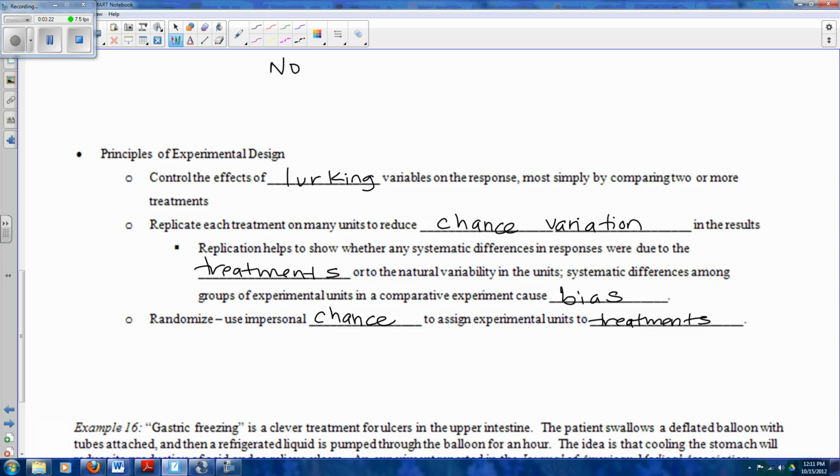Okay, so this is going to come up over and over again, the 3 principles of experimental design. So you're going to want to highlight this or star it. Control for lurking variables, replicate, so do it many times, and then randomize. We want to include all of those things whenever we do a good experiment.